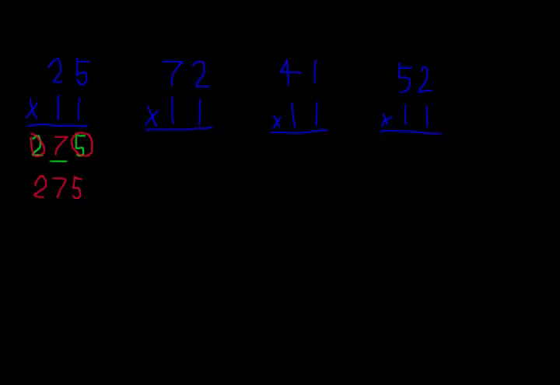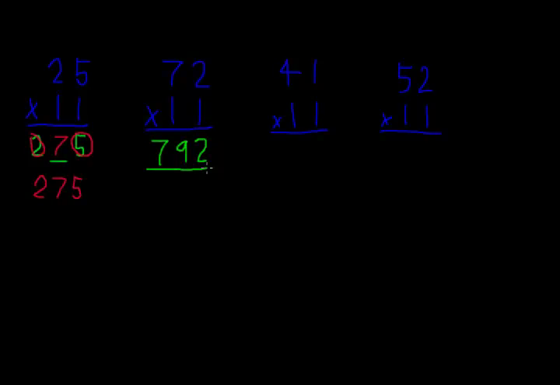Now let me go ahead and show you another example here. Here we have 72 times 11. In this case it's a 7 and a 2, and then we add 7 and 2 together to get 9, and we write 9 right in the center. Once again, that is our answer.